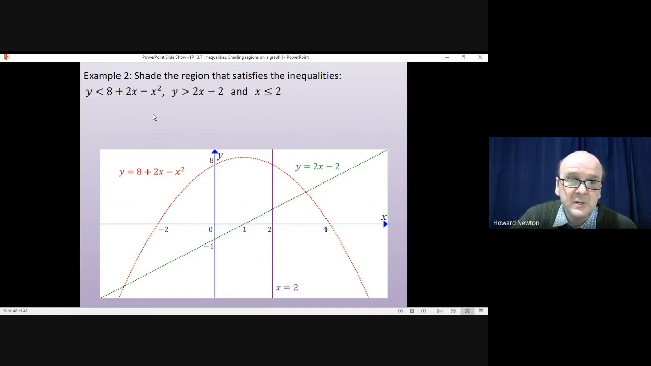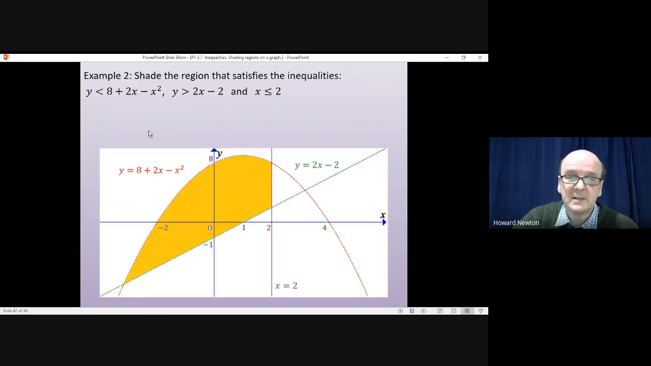Then we can shade the region. It's got to be underneath the red curve, it's got to be above the green line, and it's got to be to the left of the line x equals 2, where x is less than 2. So the region in this case is a little bit more complicated. It'll be all of that.